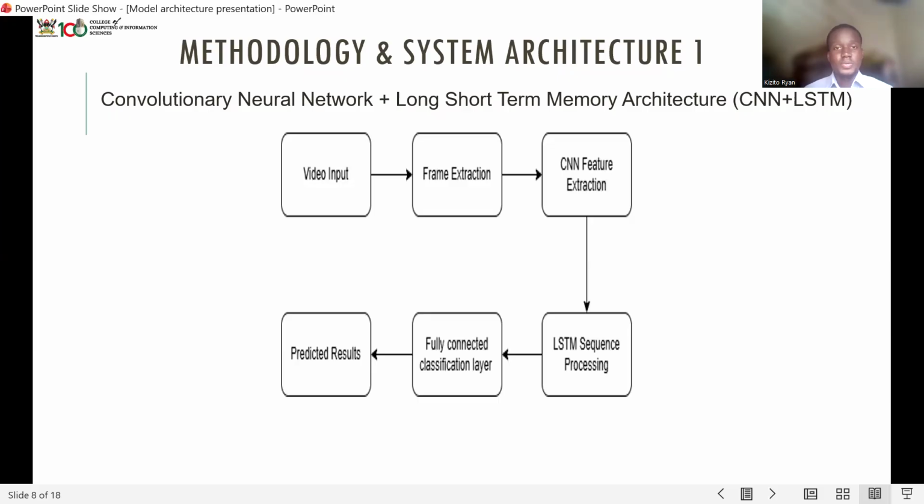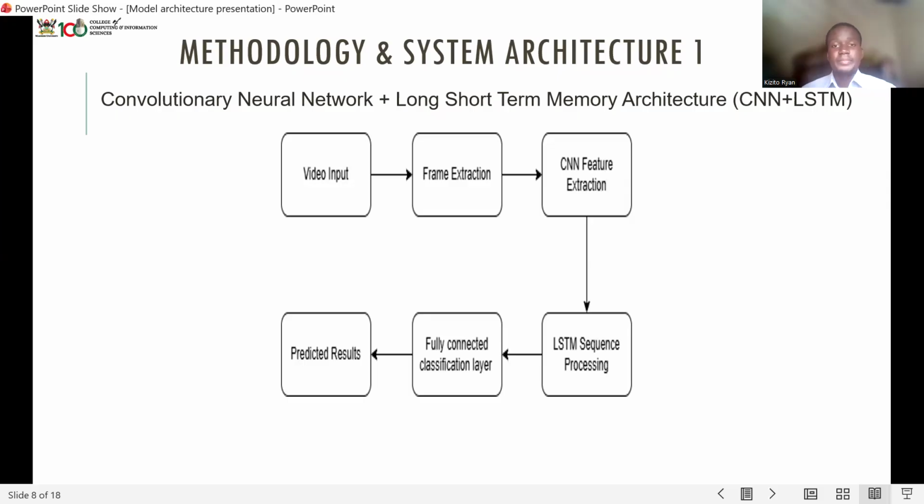And then we go into sequencing, which is the long short-term memory part, and that is sequence processing. After we have extracted features from each frame, we want to arrange those features into a sequence and then pass that sequence of features into the LSTM network. And here, it's basic. LSTM is long short-term memory. It's basically a recurrent neural network, designed to learn patterns over time.